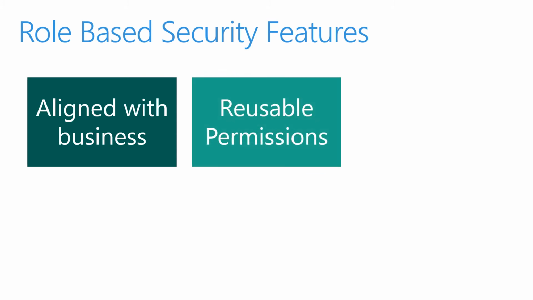In Dynamics 365 for Talent, a single set of roles applies across all companies and organizations by default. The administrator does not need to create and maintain separate user groups or roles for each company. Even though roles themselves are not specific to a company or organization, the administrator does still have the ability to specify a company or organization context for a particular user in a particular role.